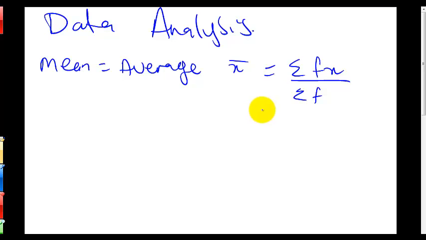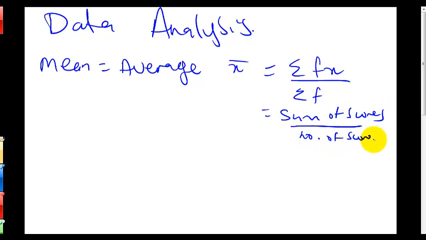Or in other words, it should be the sum of your scores over the number of scores. Okay, so there's the sum of scores. That's what that means. That means sum of. And that also means sum of. So sum of all the frequencies, which is the number of scores altogether.